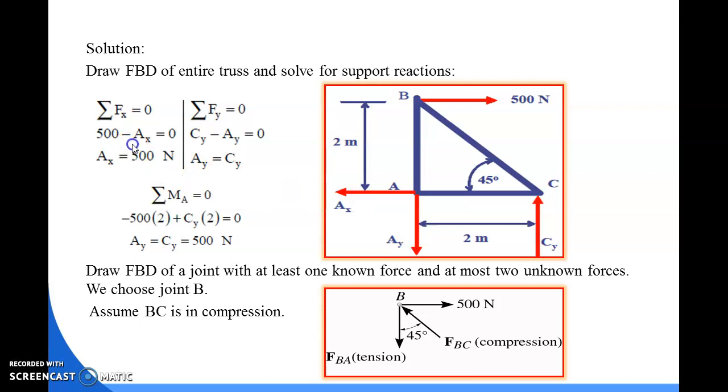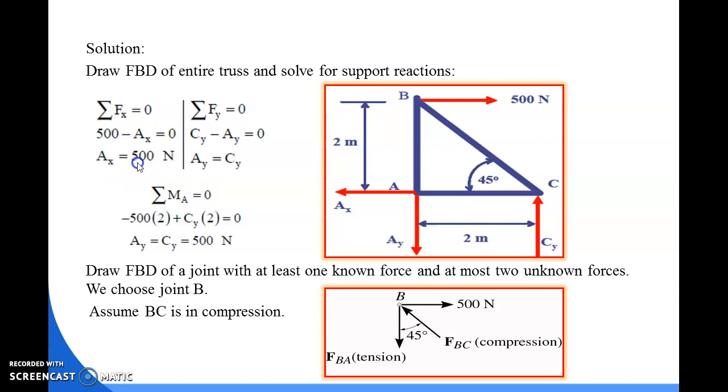So 500 minus AX is equal to 0, that is, AX is equal to 500 Newton. So one reaction calculation is completed here.